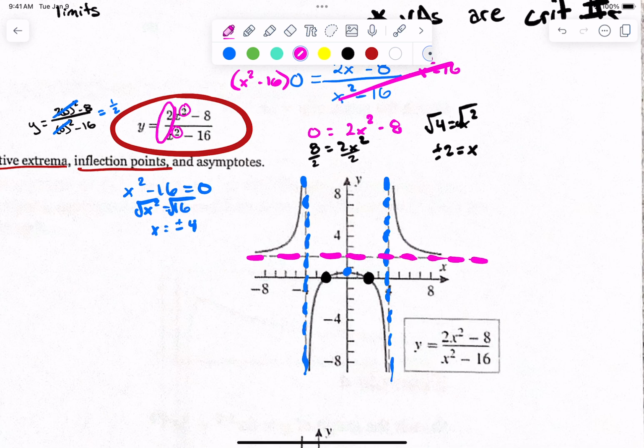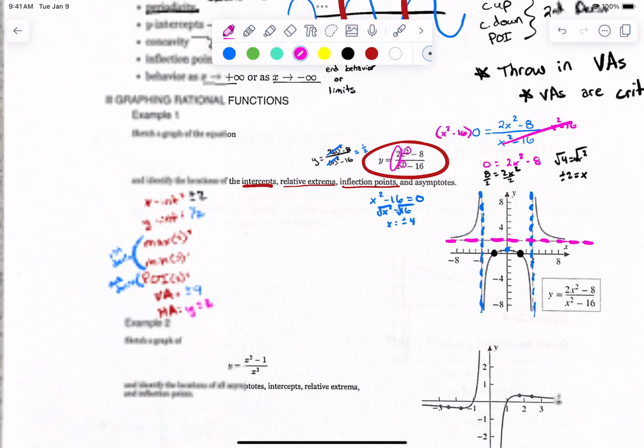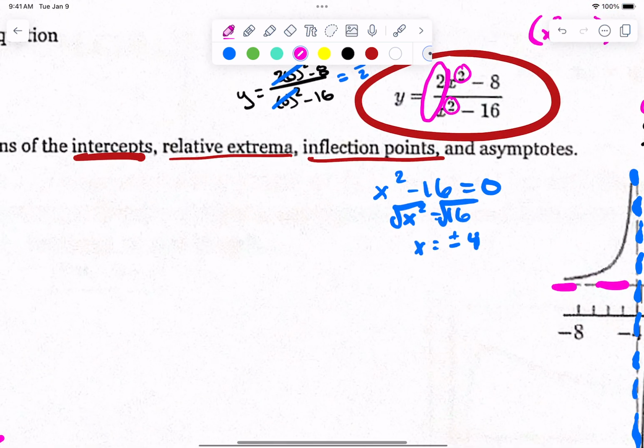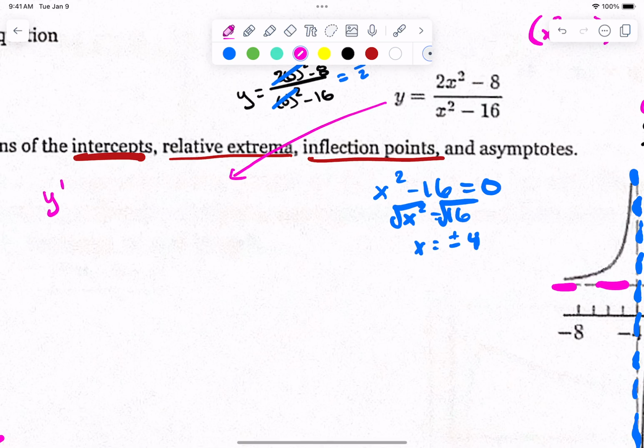Got it? Nice. Now we cry. And now we cry. And now we be very sad. Alright. We gotta do the first derivative. How shall we take our first derivative? What would you like to do? Cry. Shall we do the quotient rule?